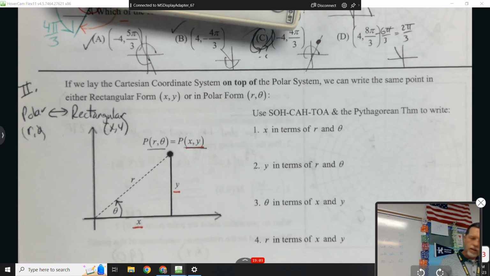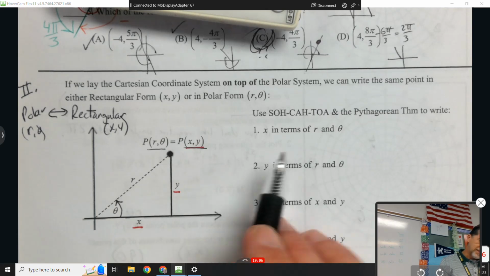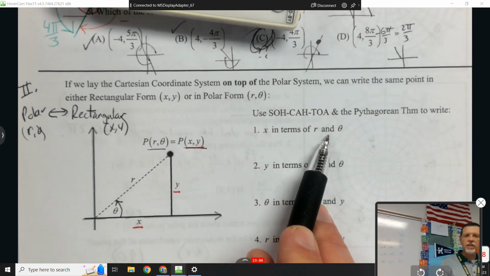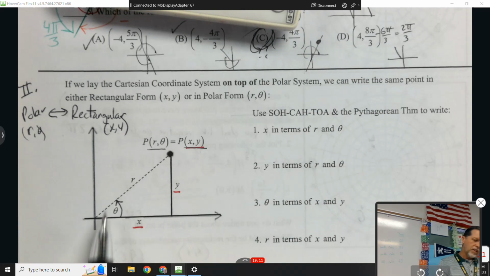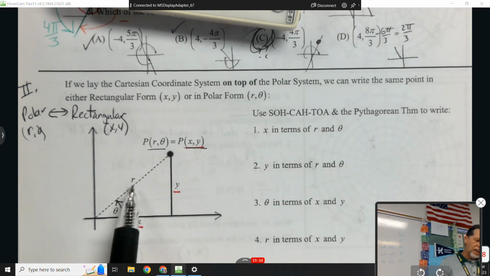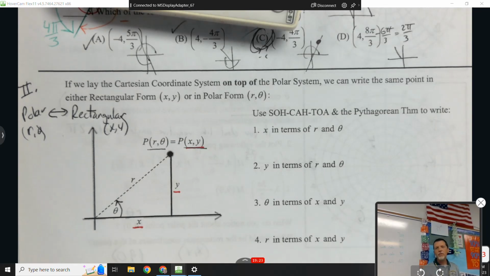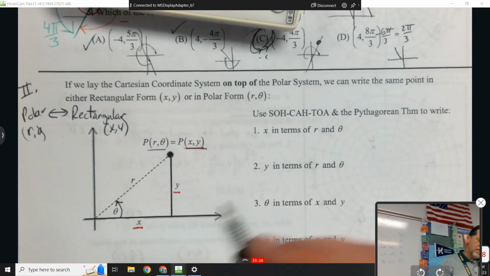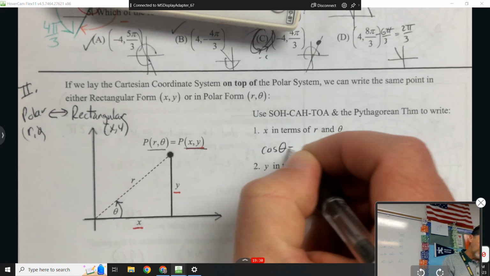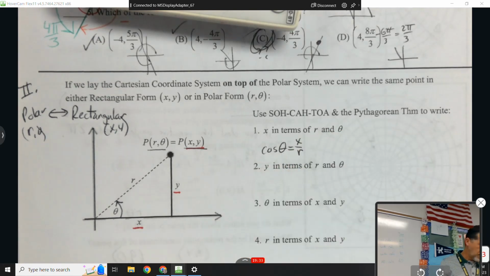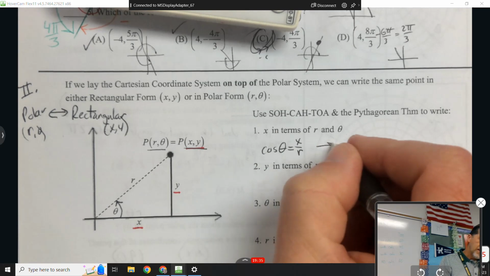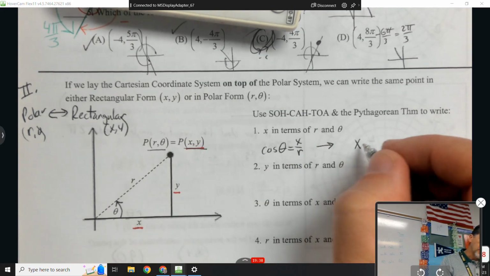In fact, let's see. X in terms of r and theta. So x, r, and theta, that looks like adjacent and hypotenuse relative to theta. So what trig function goes with adjacent and hypotenuse? Cosine of theta equals x over r. And if we multiply the r over, we get x equals r cosine theta.